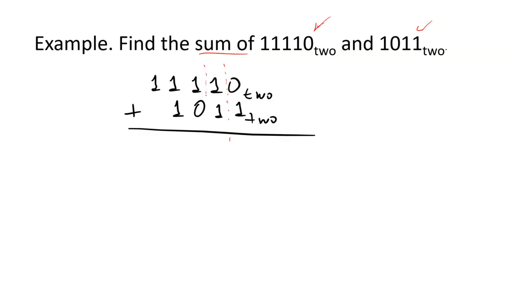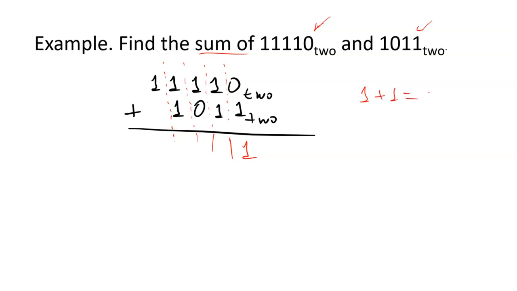And then it's like I have columns or place values. The next place value is the twos, and I continue like that. So we're matching the numbers by place values. Then I'm going to add 0 plus 1. Well, this is a 1. And then on the next, I have to add 1 plus 1. But 1 plus 1 is actually 2.